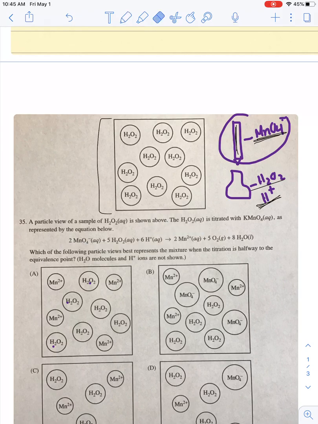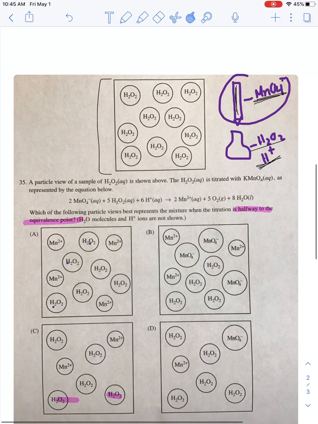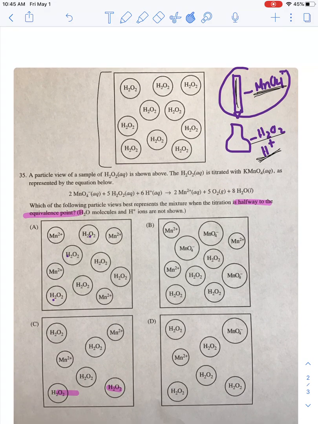So at the halfway equivalence point, which is what the problem is asking you, you have gotten rid of half of the number of moles. So if you started with 10 moles of hydrogen peroxide, which you did in this case, half of that would be 5. So you are definitely looking for 5 molecules of hydrogen peroxide. If it was fully titrated, there would be 0 hydrogen peroxides left, because this is not equilibrium, this is a straight up reaction right here.